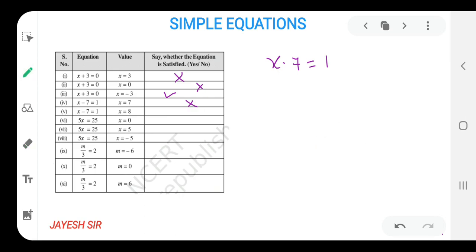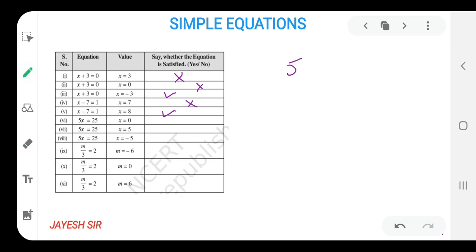So let us begin with the fifth sum for the day. We have to put the value of x as 8. 8 minus 7 equals to 1. 1 equals to 1. That means this satisfies. So I am putting a tick mark over here. That means for equation number 5, the value of x equals to 8 satisfies the equation and we are getting the correct answer. So let us begin with the next sum, that is the sixth number.